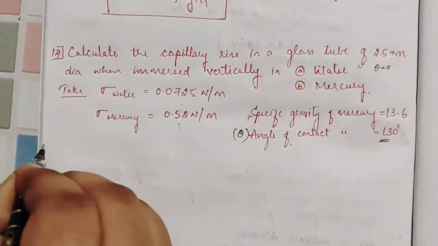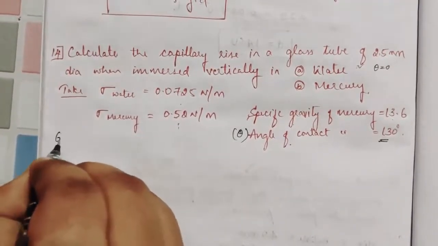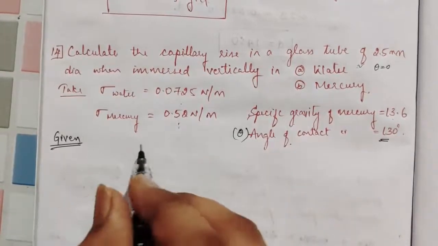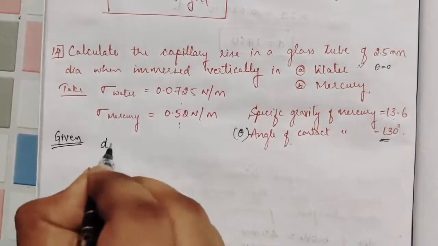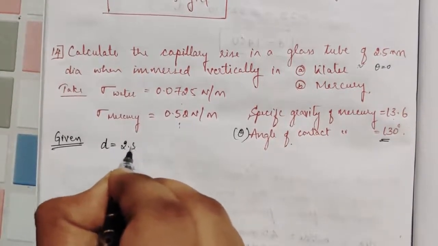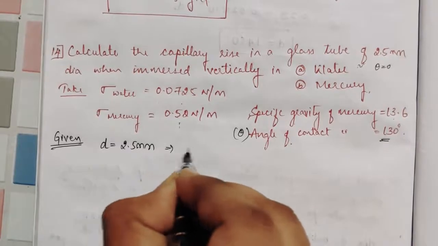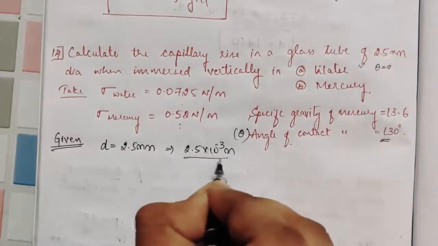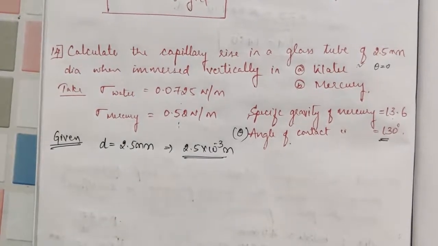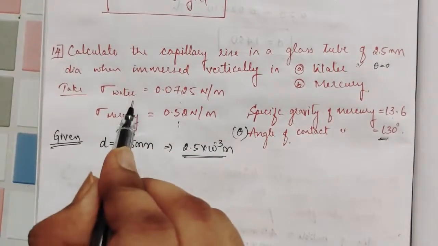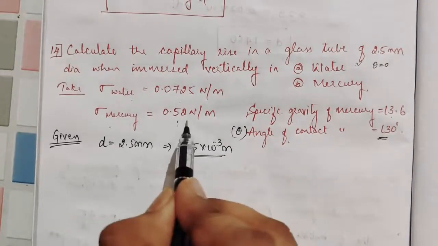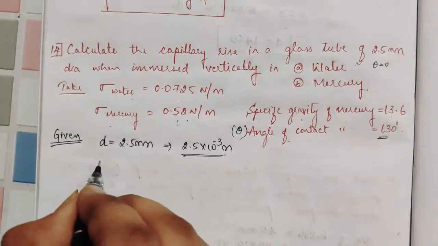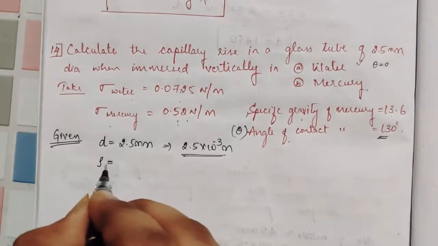Now I'll solve one by one. So whatever they have given, I'll write it. First, the diameter of the tube is 2.5 mm, which means 2.5 into 10 power minus 3 meter is given as diameter. Next, the surface tension of water is directly given here. Surface tension of mercury is given. Specific gravity of mercury is given. Why? To find the density.